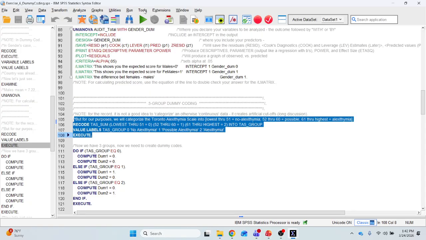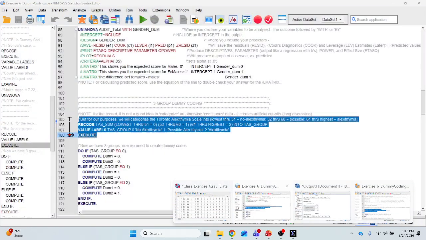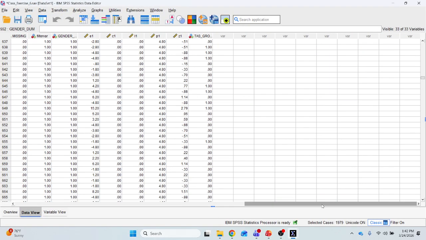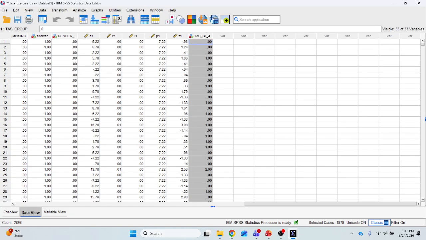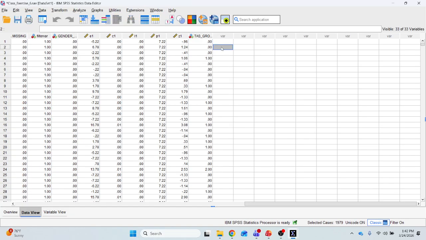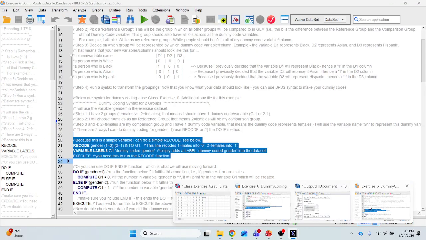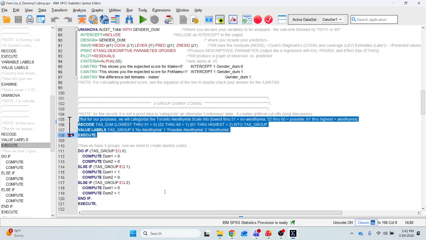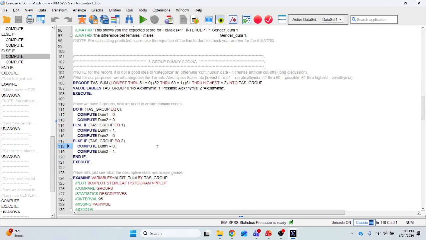So if you may, let's run that. And now I should have a task group at the end. Think about this as if it's your low, medium, high group. Okay, low, medium, high alexithymia. All right, so this, folks, is the dummy coding.